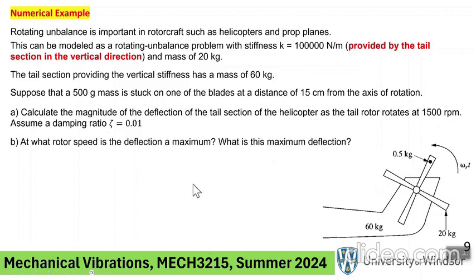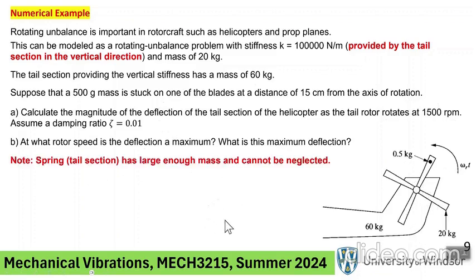Amplitude of deflection of the tail section. And then once we do that, the second part says, okay, suppose you have, what is the maximum? At this 1500, fine, we calculated the deflection, but the question is, what is the maximum deflection? In other words, another way of saying that is at the resonance, where R is equal to 1, what is the amplitude of the oscillation of the tail section?